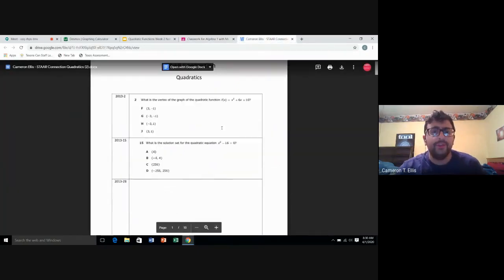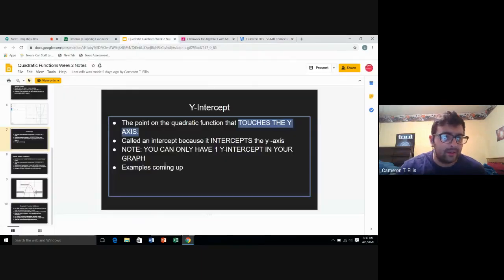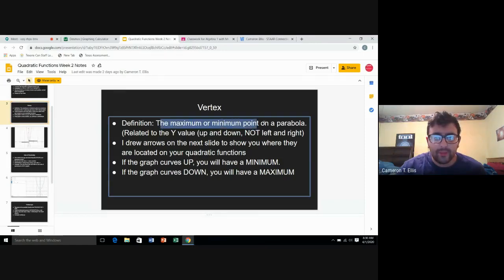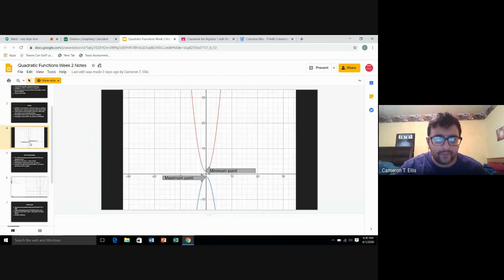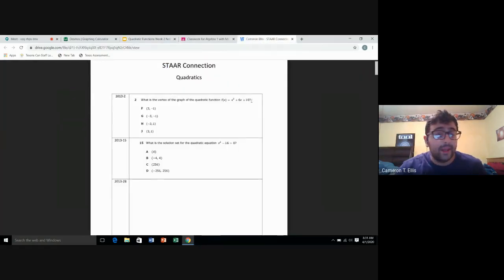Okay, so starting with 2, what is the vertex of the graph of the quadratic function f(x) equals x squared plus 6x plus 10? Okay, what's my vertex again? I think it's going up, right? A maximum or minimum point on a parabola related to the y value. Okay, so if it's curved up like that, it's going to be that point. If it's curved down like that, it's going to be that point at the top or at the bottom, whatever you prefer. Okay, so how do I know what this guy looks like? I think I got to graph it, right?